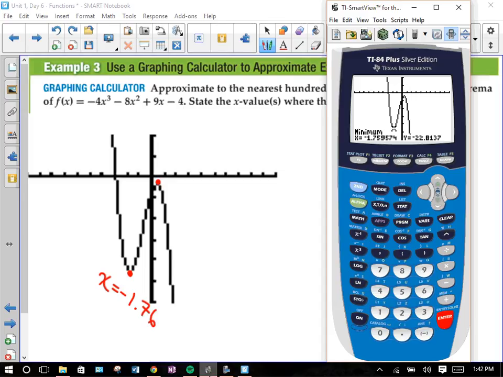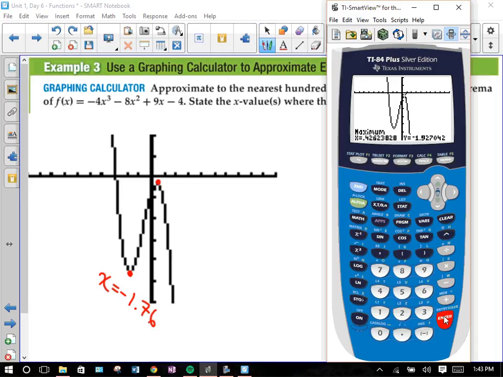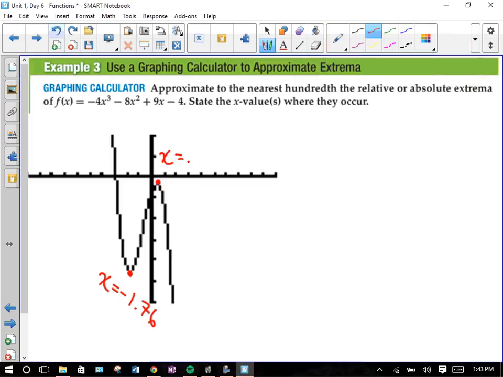Now, come over here. You want to find the maximum. Whenever you want to find something out about a graph, we do what? Second trace, and pick the one that says maximum. It says left bound again. This maximum looks like it's right between 0 and 1. So I'm going to pick 0 as my left bound, and 2 for my right bound. Hit enter. There you go, I found that one. So x is equal to 0.4, actually, x is equal to 0.43. Okay?